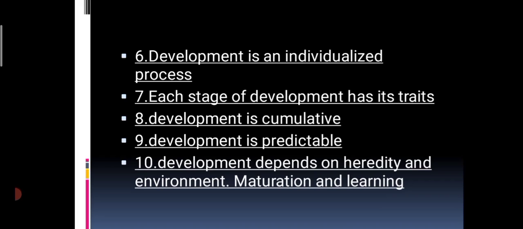So, the development of an individual depends upon all four factors: heredity, environment, maturation, and learning. That is the last principle of development. Okay, thank you.